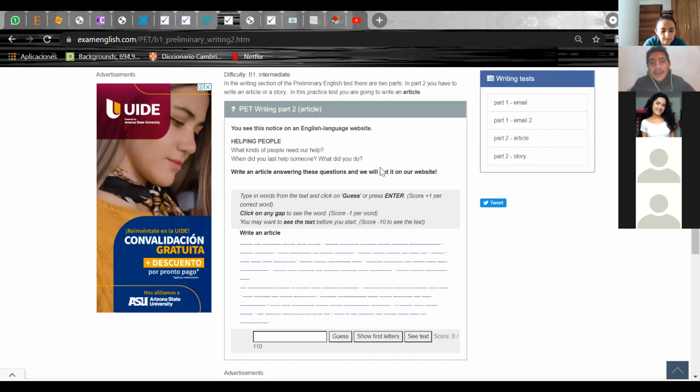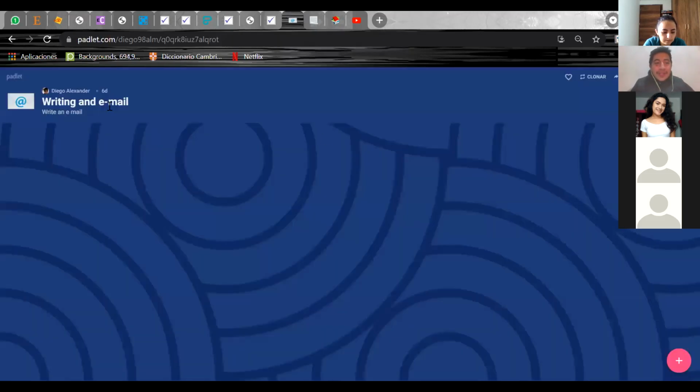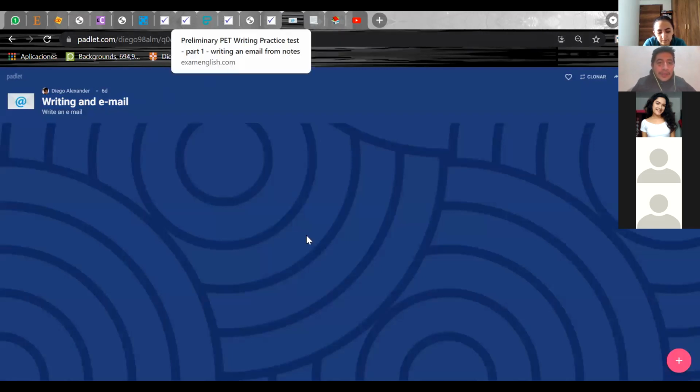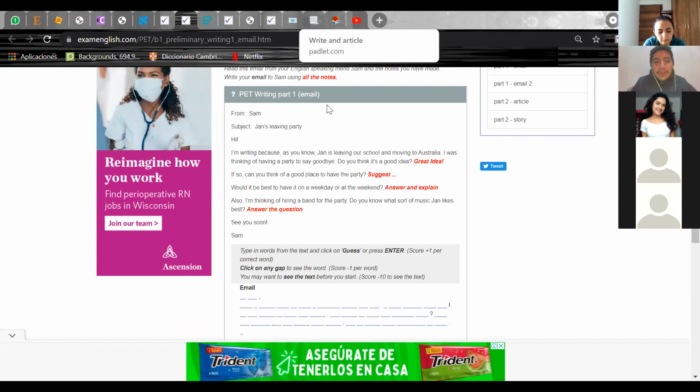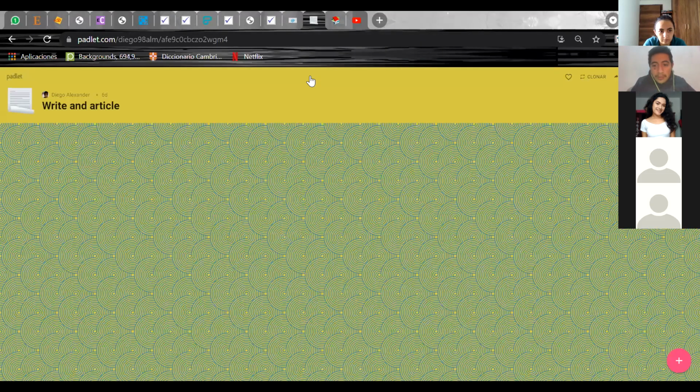So that's it. And now we are going to pass to do a writing exercise. As you can see in here, we have a Padlet that says writing an email. In this part, we're going to write an email responding to this email. Then I will explain to you. Then in here we have this Padlet that says write an article. In this case, we're going to write about this topic, helping people. That is the main topic that we're going to use to write, and we have to respond to those questions. So let me put it over here.